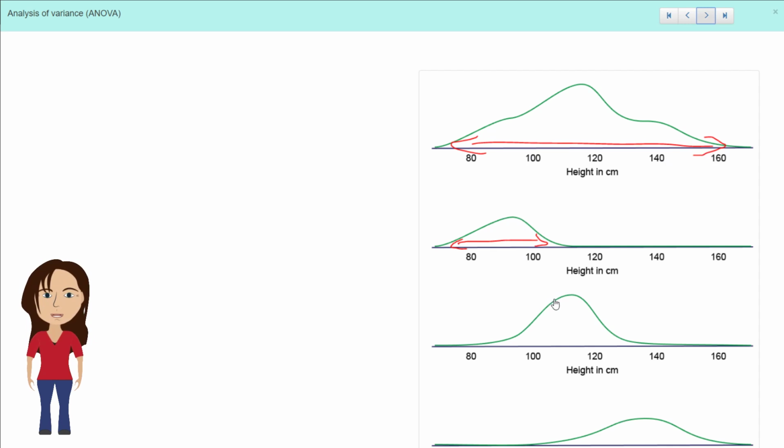And hopefully you can tell that an assumption of this test is that we have similar levels of variation in each of the groups. Otherwise, this overall variation could just be coming from one particular group being very spread out.